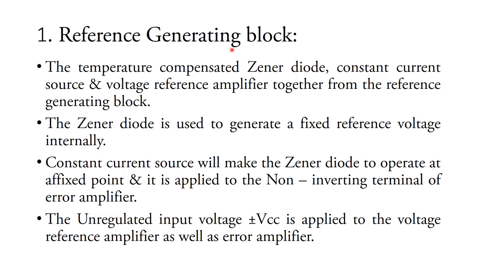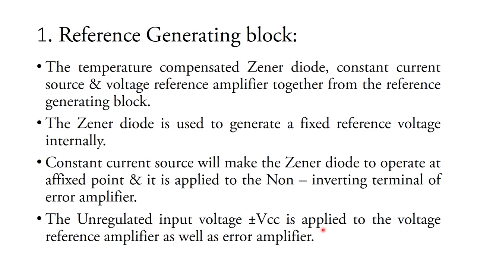The reference generating block, that is, the voltage reference amplifier, has a temperature compensated Zener diode. The constant current source and the voltage reference amplifier together form the reference generating block. The Zener diode is used to generate a fixed reference voltage, as I said, 7.15 volt. The current source makes the Zener diode operate at a fixed point, that is, in reverse bias mode, at a constant voltage. It is applied to the non-inverting terminal of the error amplifier.